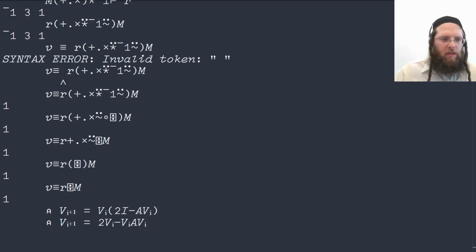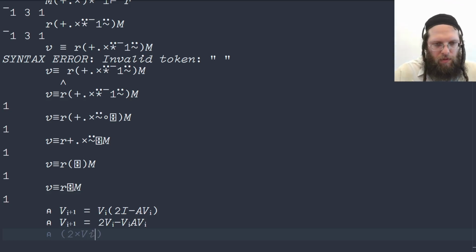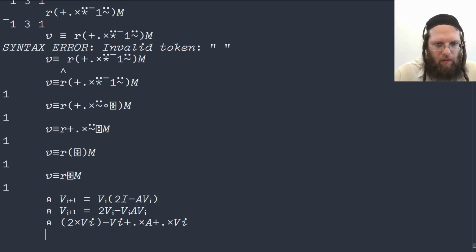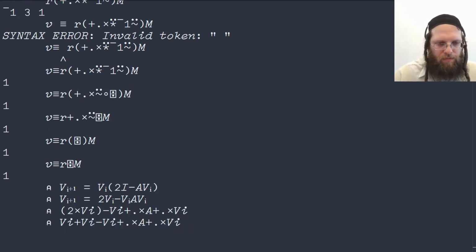And we can then state this in APL. The way we would write that is 2 times V_i, minus V_i plus dot times, which is the matrix multiplication, A plus dot times V_i. And we can avoid the parentheses simply by having 2 V_i's here instead. It will be the same thing as multiplying it by 2.